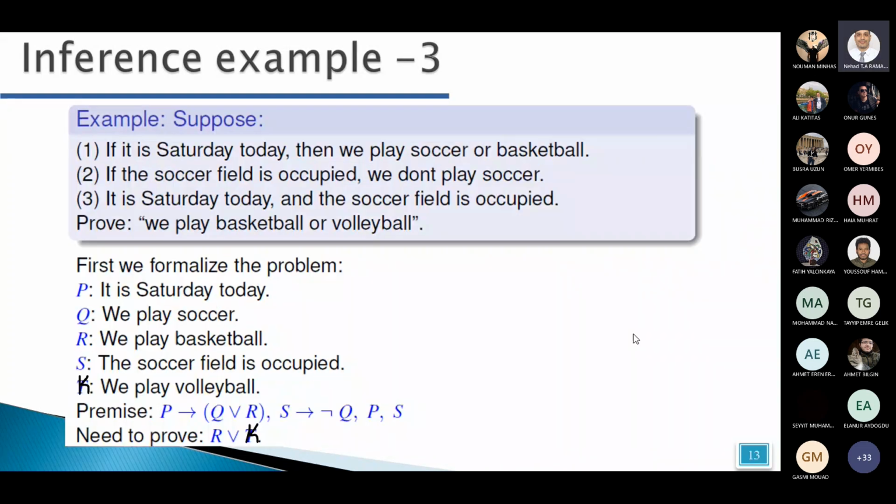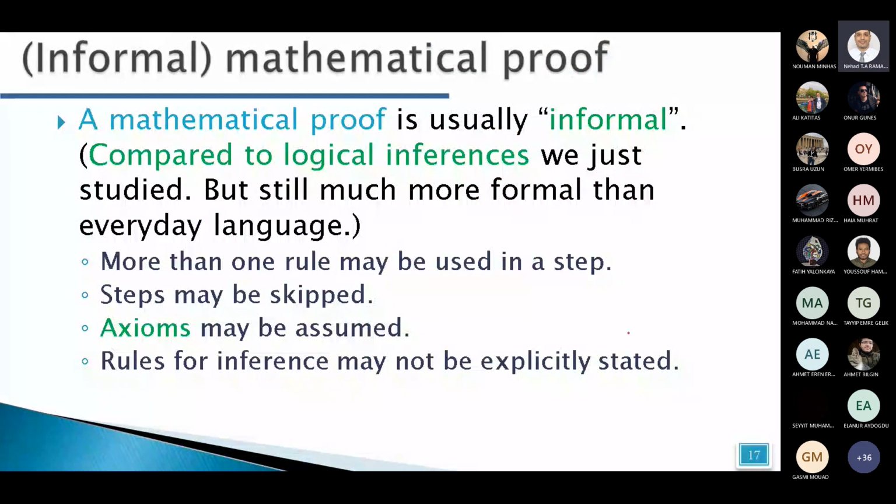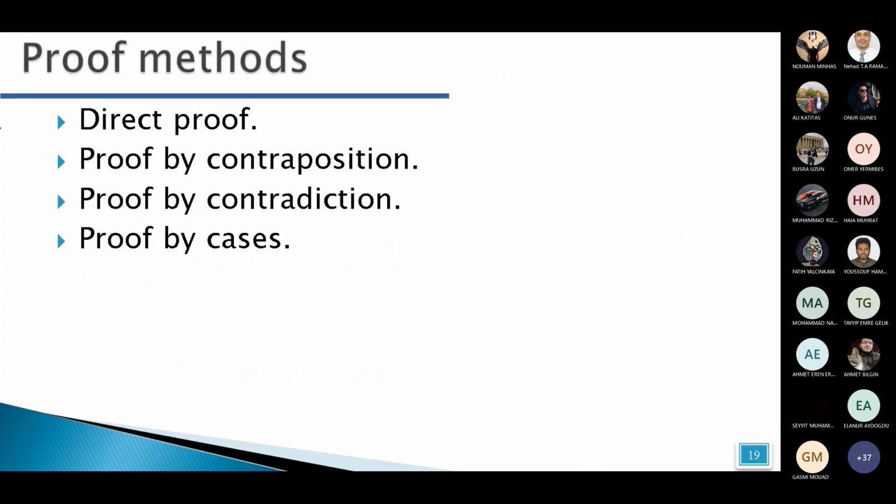Then we took the mathematical proof, and we said that comparing with logical inference, it's informal. It's still formal, but it's more flexible. This is the meaning here, more flexible than logical inference rule. And we said that we have 4 types here for mathematical proof. First proof, which is direct proof.